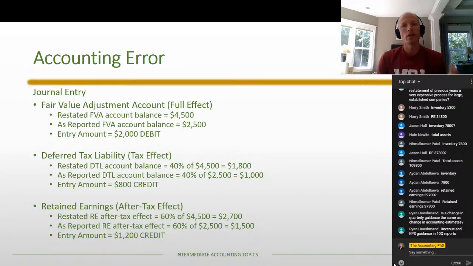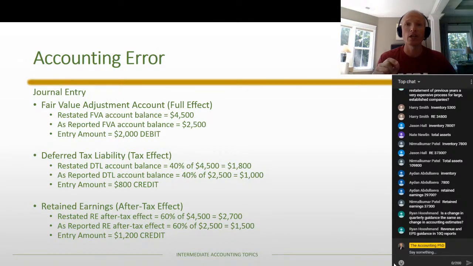And so while I've done a fairly lengthy calculation here, as a practical matter, when I get to the DTL and the retained earnings accounts, I don't do those first two bullets. I just jump right to the entry amount because I just take 40% of 2,000 and I know that's the tax effect. And I take 60% of 2,000 and I know that's the after-tax effect. If the tax rate had been 35%, it'd be 35% and 65%. So you can always break it up.